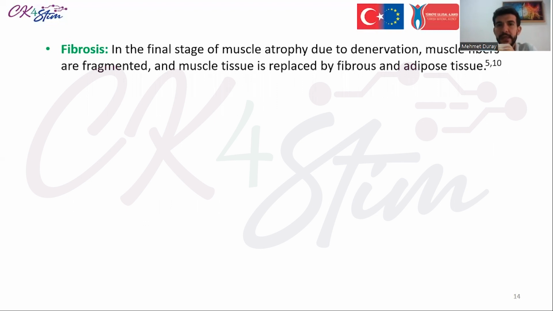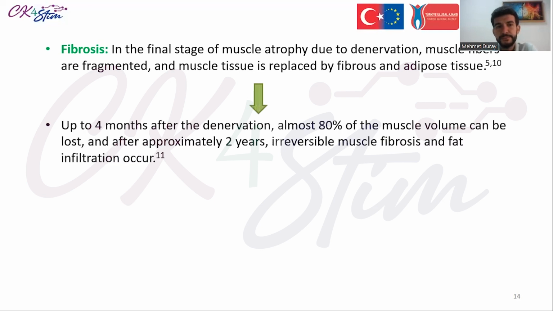We talk about these, and the muscle tissue is replaced by fibrosis and adipose tissue. Up to 4 months after denervation, the healthy muscle volume decreases to 20%, and in 2 years after denervation, irreversible muscle fibrosis and fat infiltration occur. This means some harmful changes occur in the muscle, and the functional activity can't reverse again.